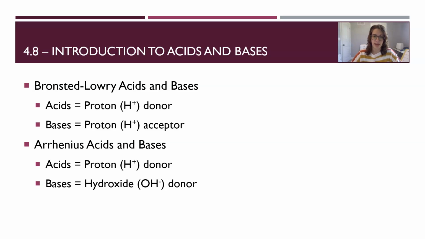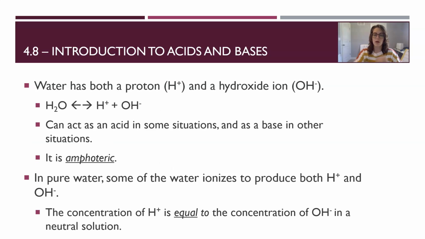The Arrhenius definition of acids and bases is probably one you're familiar with from previous classes, where acids donate the hydrogen and bases donate the hydroxide, or the OH. In both of these cases, the original compound is losing something. It's either losing a hydrogen if it's an acid, or it's losing an OH if it's a base. We're going to focus primarily on the Bronsted-Lowry definition of acids and bases. So really what we're looking at is just the transfer of protons. Acids are going to give up protons, bases are going to accept protons.